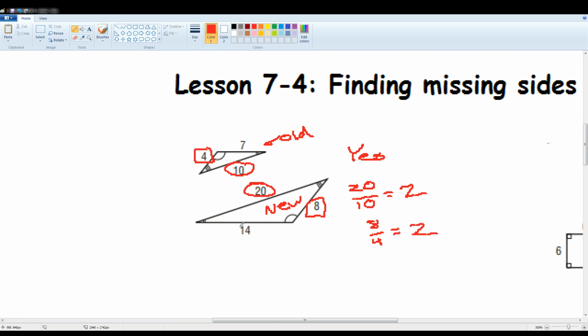And last, I've got a side of 14 and a side of 7. So do those match up? 14 over 7 is 2 as well. Yes, all three sides have the same ratio. New over old is always 2.